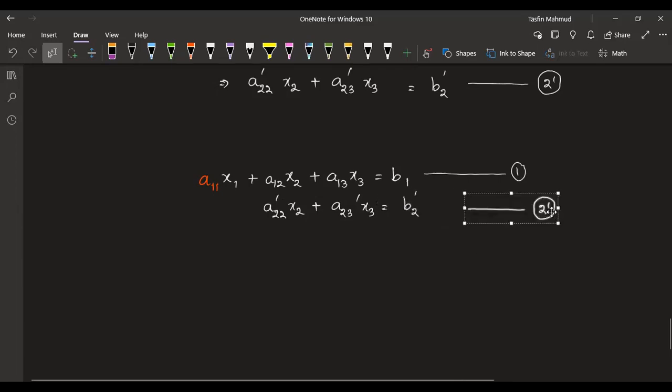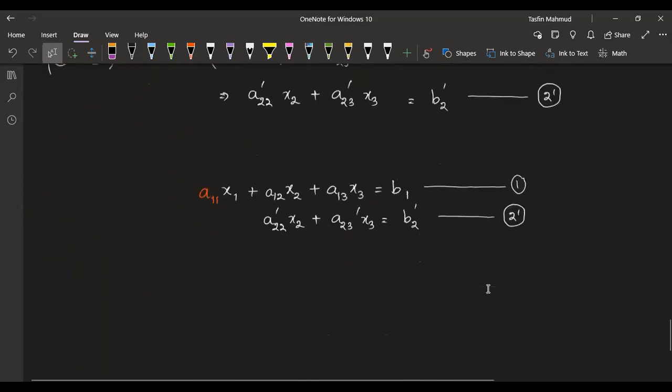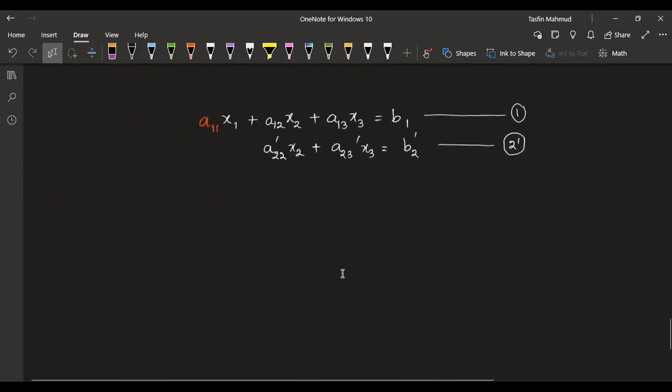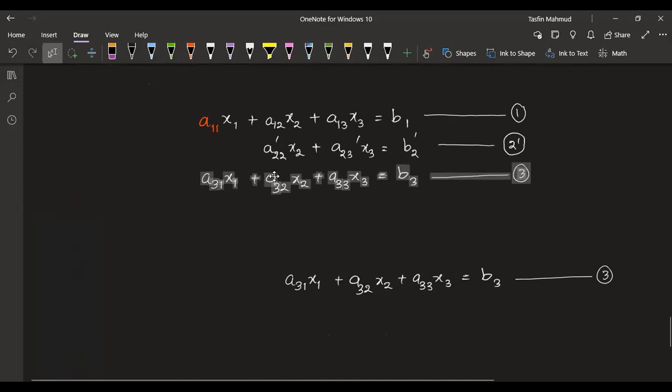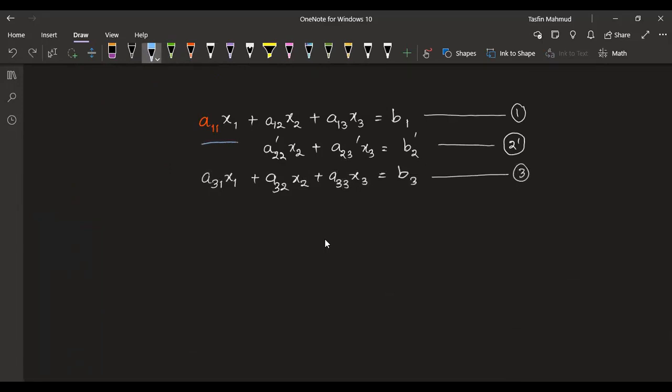Okay, so this is the 2 prime equation we have now, and we will keep the third equation unchanged for now. We will focus on the third equation in the next step. So it was our third equation. So we can now easily see that this term has been eliminated. This is a big zero now. Nothing is present here, right?